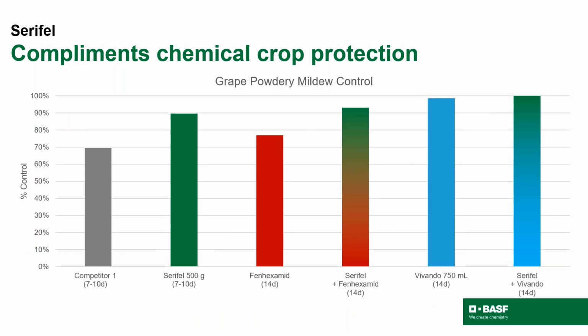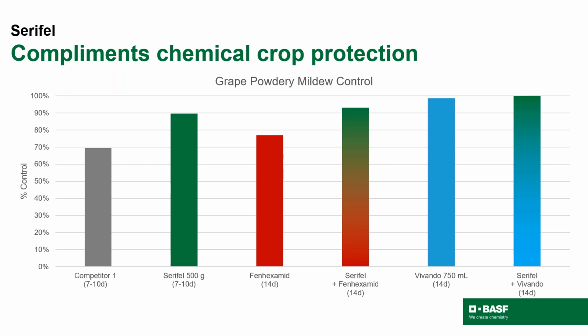We also looked at some field studies to see how this would work when we tank mix Serifel, and to see if it would complement some chemical crop protection programs. So in the first two bars, we have a competitor and Serifel on their own, and this was when they were applied at a 7-day interval. The other 4 bars were done at a 14-day interval. The first product used was Enhexamide, which is actually not one that is typically used for powdery mildew because it doesn't perform very well. But when we tank mixed it with Serifel, we got over 90% control. It made it look like both products were getting this boost.